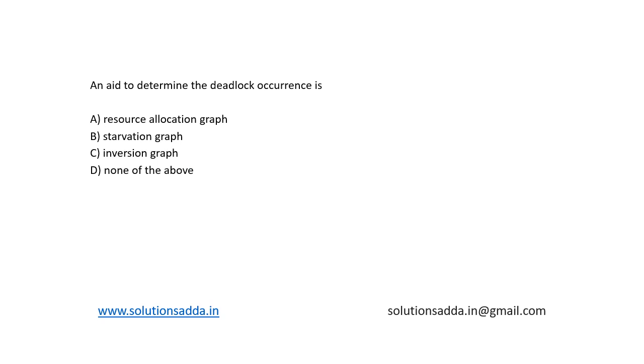This is a previous ISRO question. An aid to determine deadlock occurrences: A, resource allocation graph; B, starvation graph; C, inversion graph; and D, none of the above. A resource allocation graph is a special type of graph in which processes are denoted in a circle and the resources that are allocated to it or requested are denoted in a square bracket. A directed edge from process to a particular resource denotes that the process has requested a resource, and a directed edge from resource to process denotes that the resource has been allocated to the process. A resource allocation graph is used to determine deadlock occurrence. So option A is the correct option.